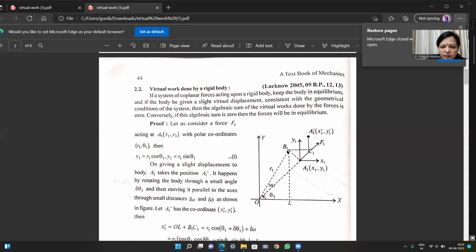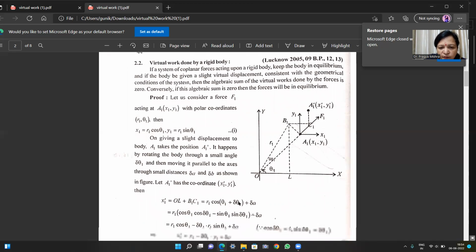And from this triangle B1 OL, OB1 के coordinate, OB1 is R1 और इसी corresponding जो थीटा है that is θ1 plus delta θ1. So OL from the triangle B1 OL, the value of OL will be R1 cos(θ1 plus delta θ1) and plus B1 C1, this is delta A.